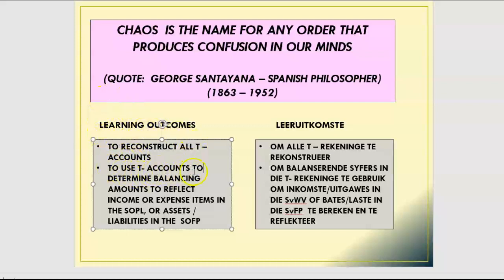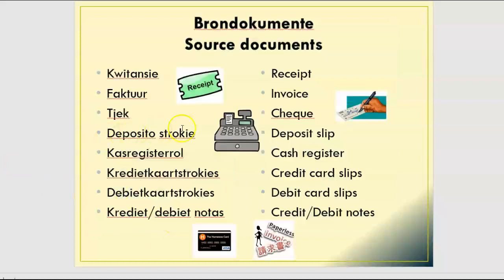You have to be able to use T accounts to determine balancing amounts to reflect income or expense items in the statement of profit or loss, or assets, liabilities, and equity items in the statement of financial position.